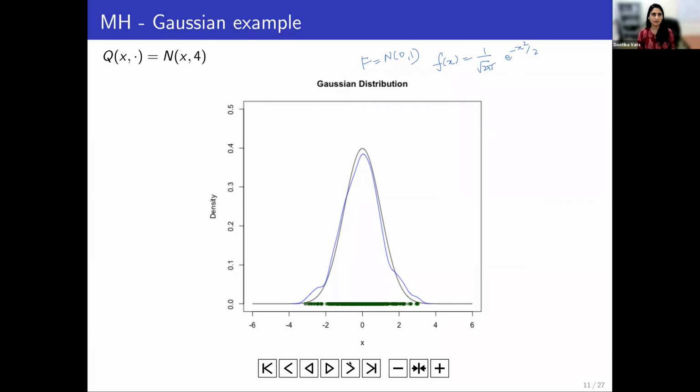Okay. Okay, there's something in the chat box, maybe. I have a question. So what is the blue curve?